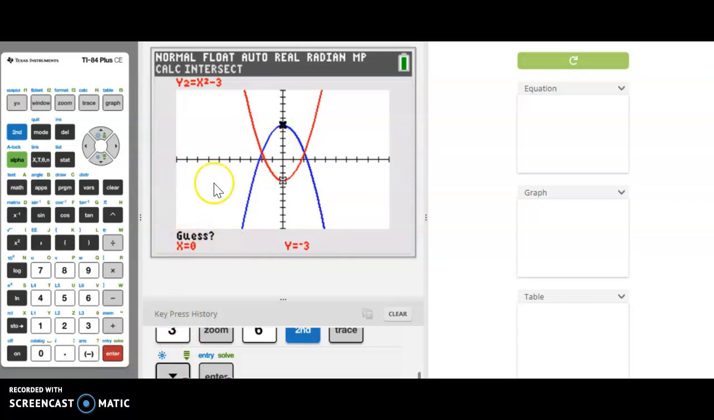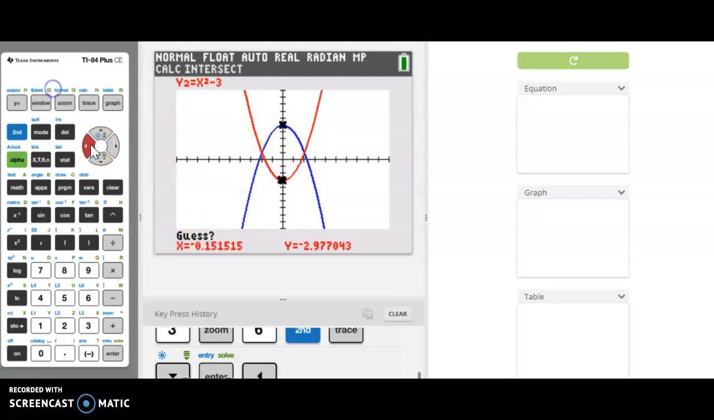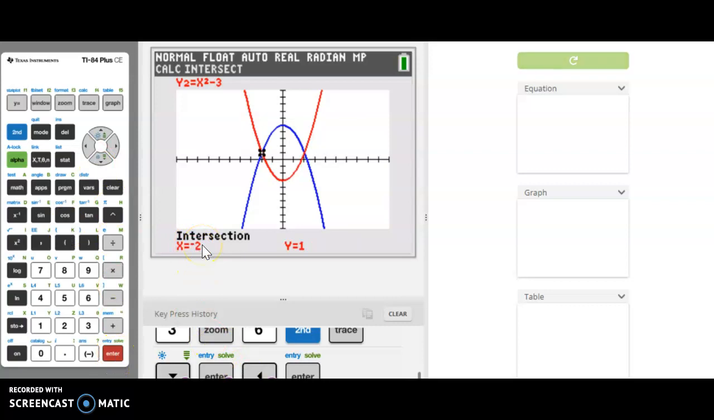And now it wants a guess. Currently, it appears that I'm halfway between those two. So I'm going to scroll over to the left a little bit and make sure that it gets that one over there. I guess I could go one more. Enter. And then it tells me the intersection is -2. Okay, that's good. I know that the first intersection is -2.